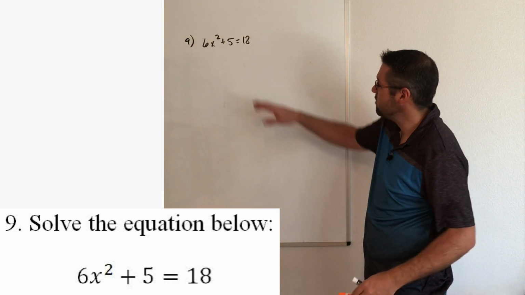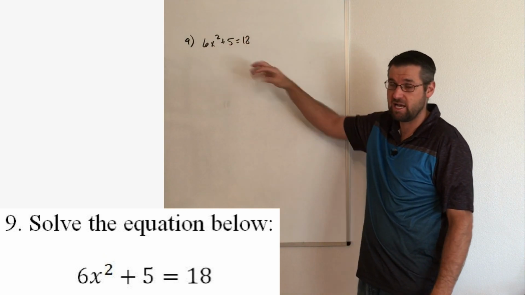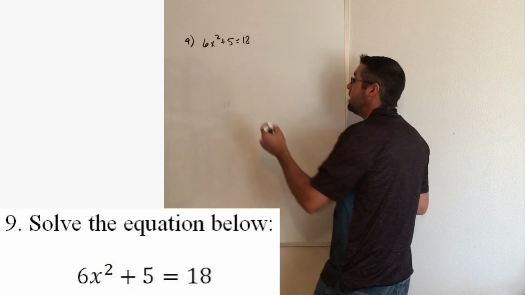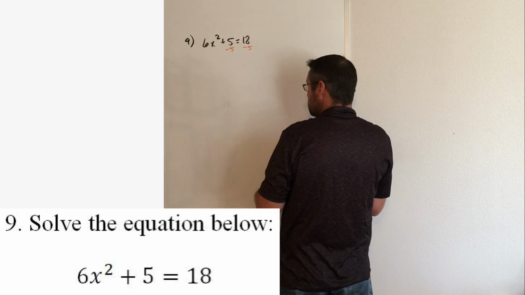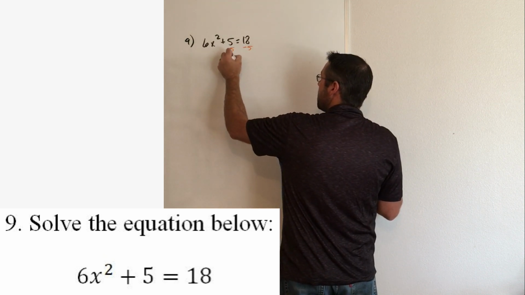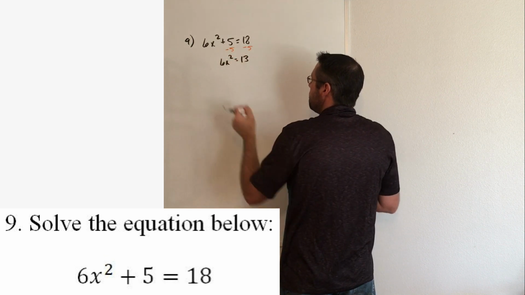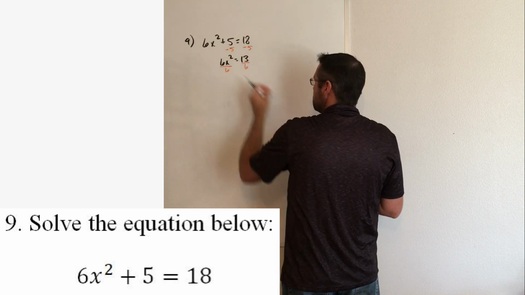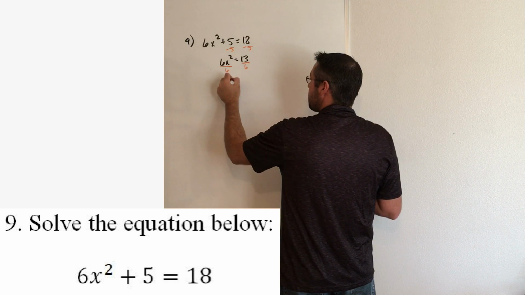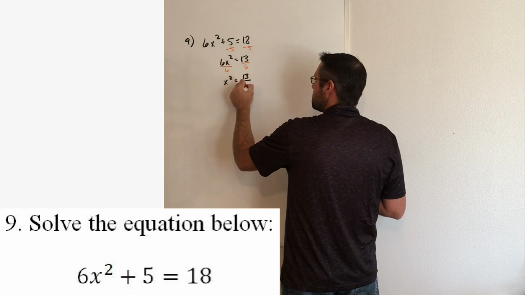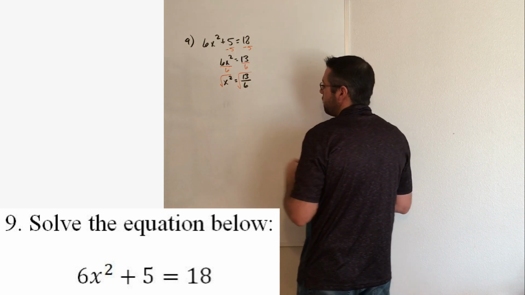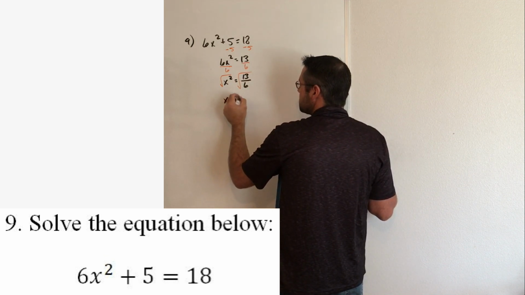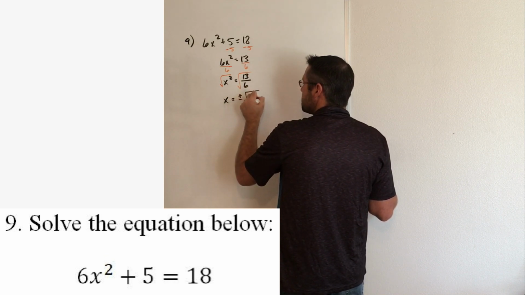The best way to go, if you have just x squared or just x, is to isolate x like you did in Math 1. So we're going to subtract 5 from both sides. And so we end up with 6x squared equals 13. We're going to divide by 6. So we end up with x squared equals 13 over 6. And then we're going to go ahead and square root both sides. Now, I agree that this is a gross answer, but the final answer is x equals plus or minus the square root of 13 over 6.